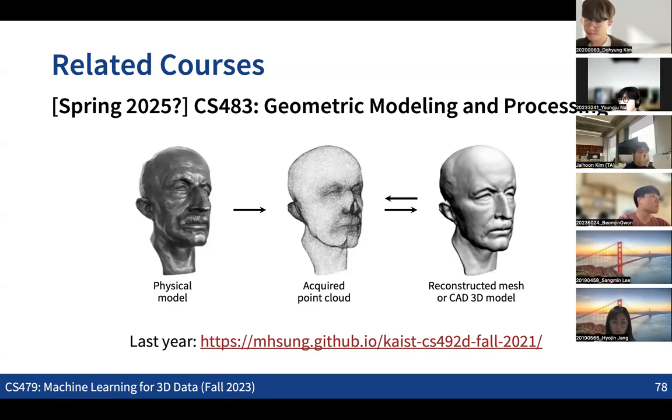Probably, I'm not 100% sure, but in the 2025 spring semester, I'm also going to teach the course Geometry Modeling and Processing. This would be the course where we discuss more classical ideas for dealing with geometric data.